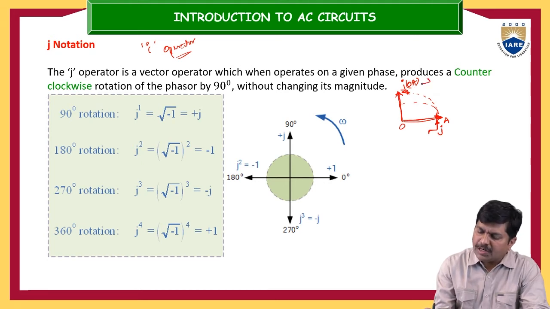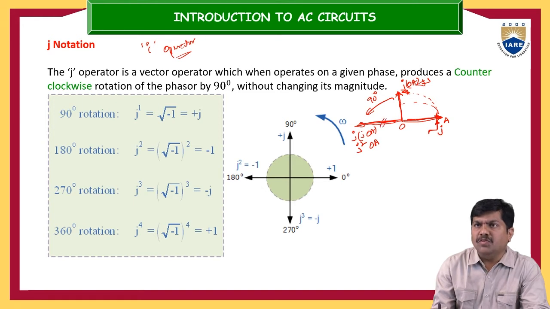Now if you apply one more j operator, it will be rotated by a further 90 degrees, again in the anti-clockwise direction. So this is j times OA, and this is j square of OA. If you look at this quantity and this quantity, they are exactly in phase opposition.